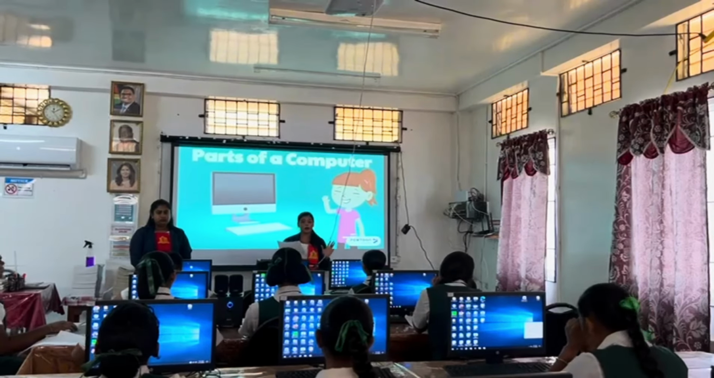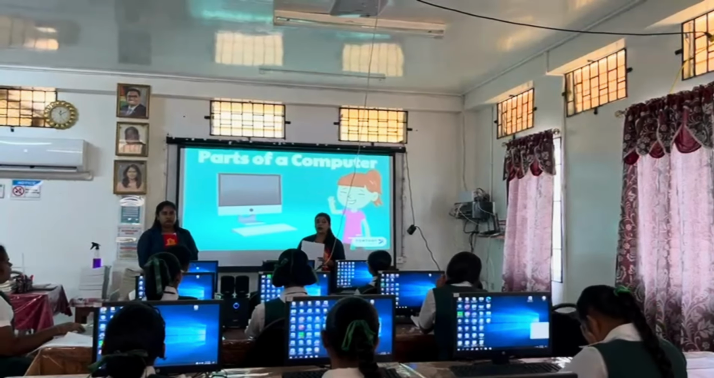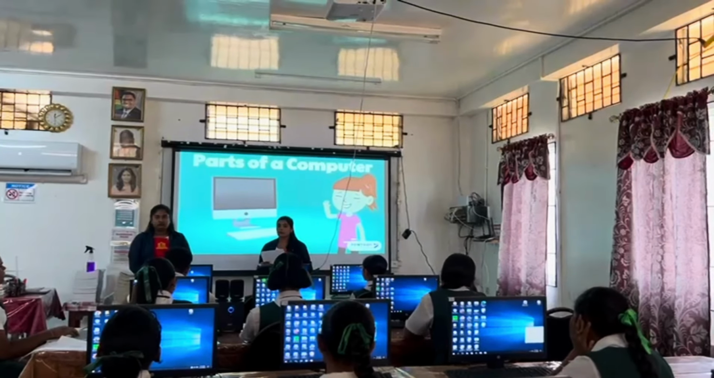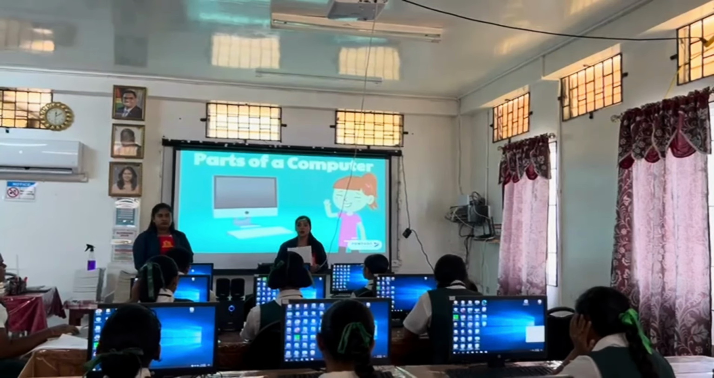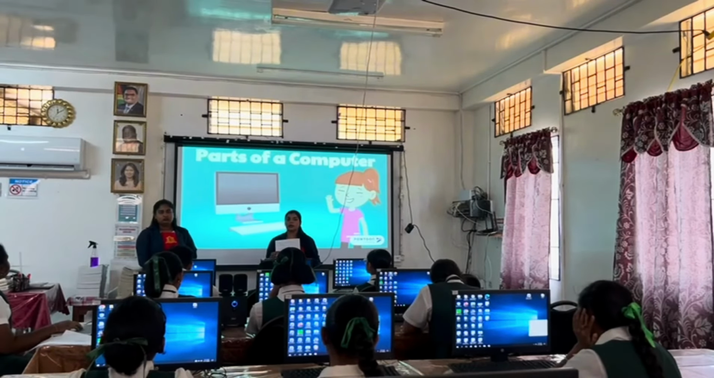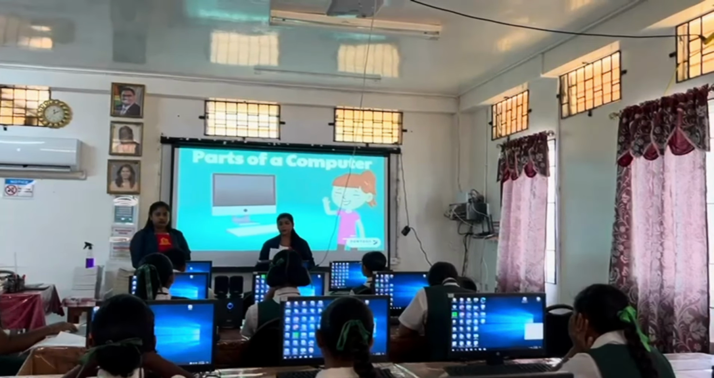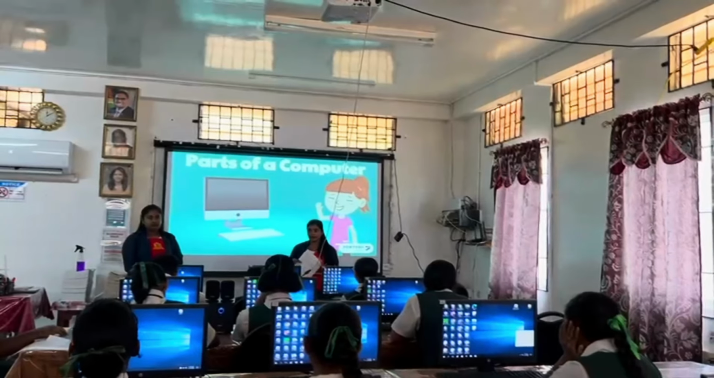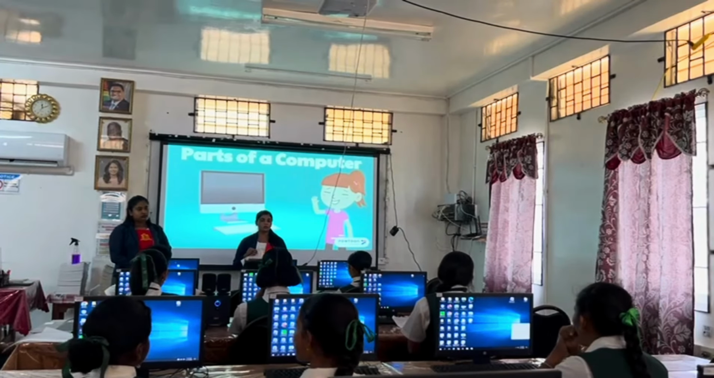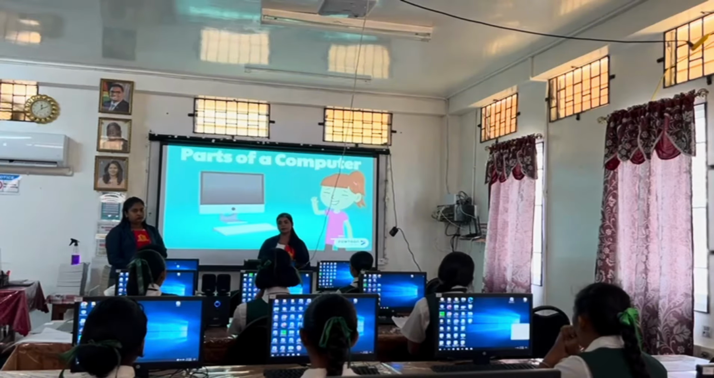Good. So we know 4 things about this computer. We can input the information. We can what? We can store it. We can process it, and then we can output it, right? Good. So the first item we have is a washing machine. Is a washing machine a computer?